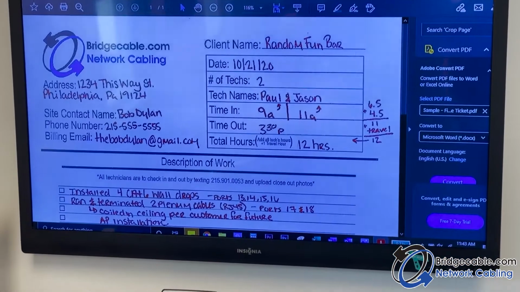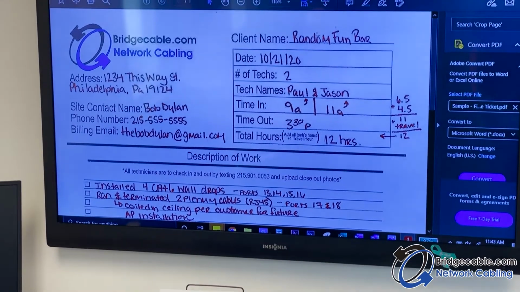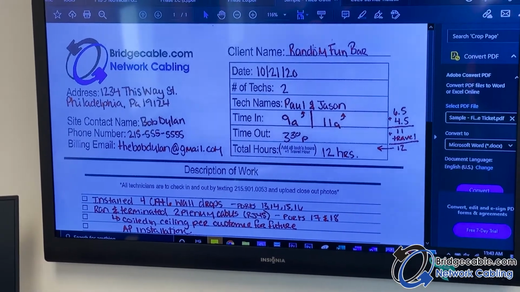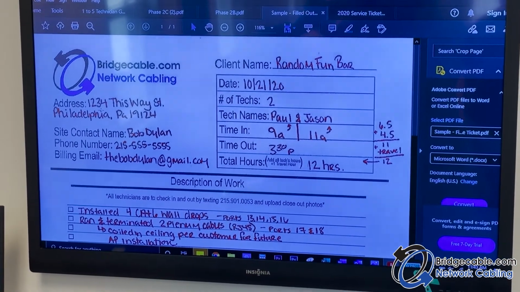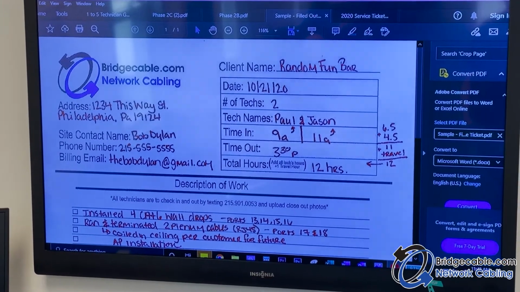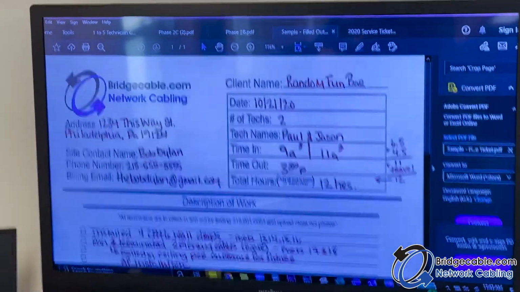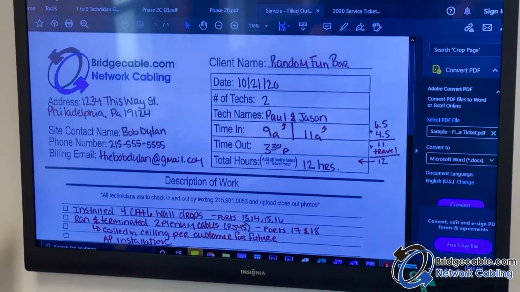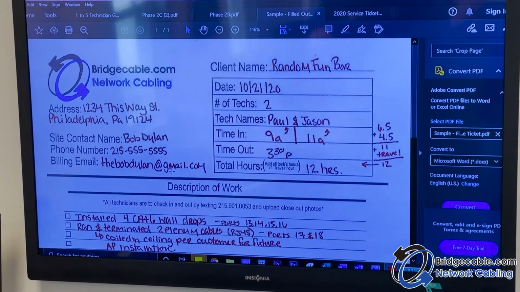So let's look at a sample one. This is completely filled out. Client name: some technicians went to a random fun bar. That was the name. This is the address. Site contact, Bob Dylan. Phone number, that's how you reach Bob Dylan. This is Bob Dylan's email address. So this is for billing. Make sure that you try and get the correct email for billing.